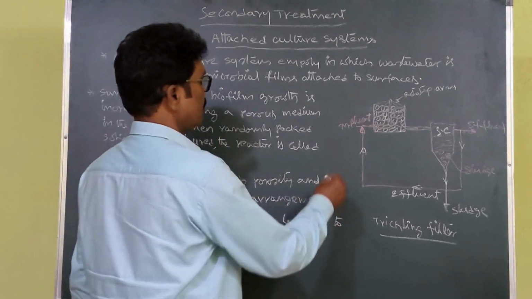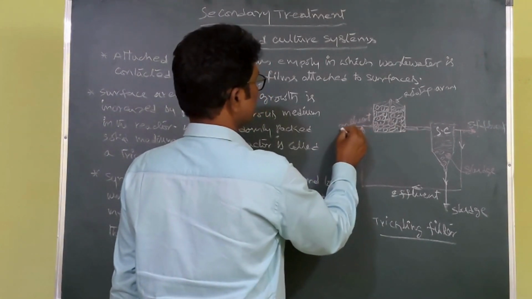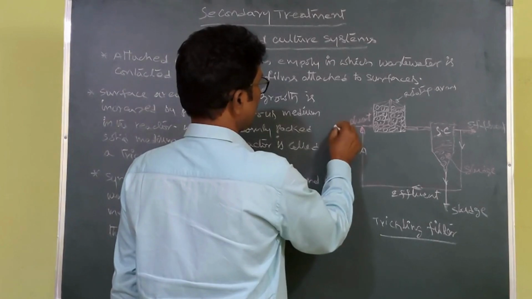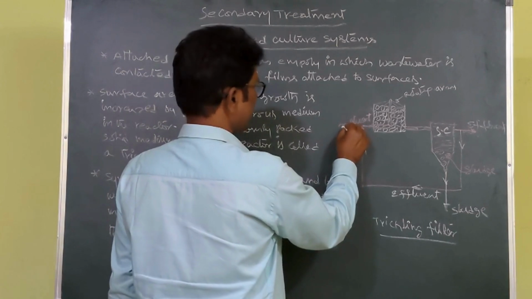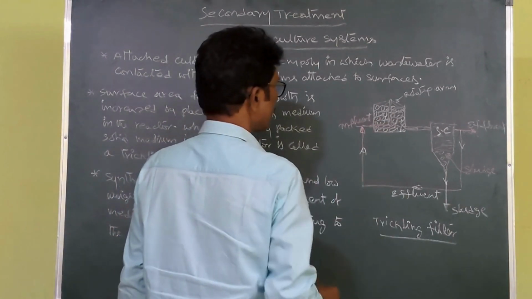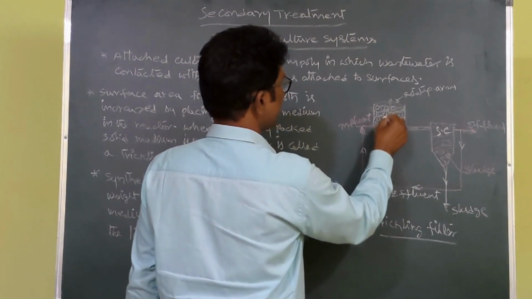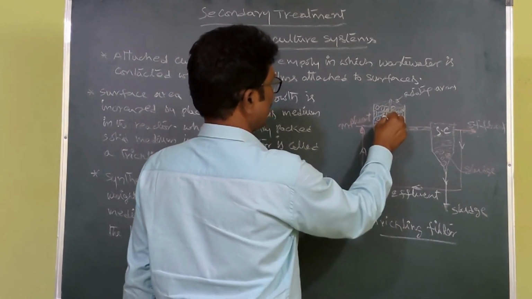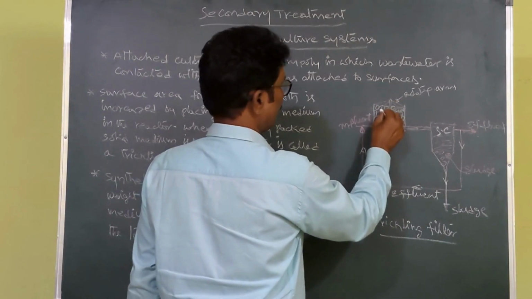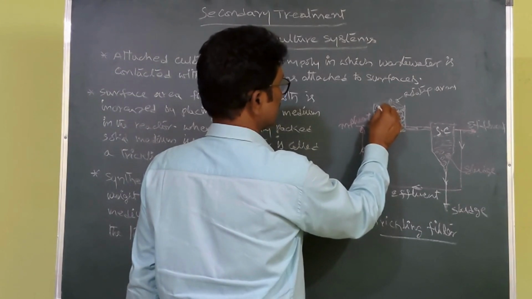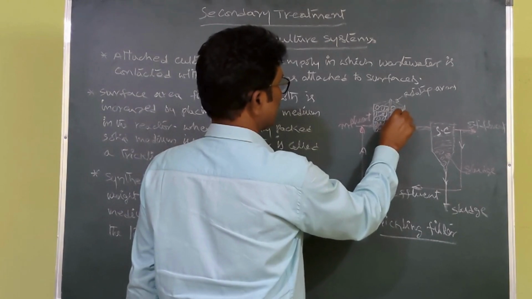So here this is the reactor, this is the influent. The influent is coming from the primary clarifier. Of course it is effluent for the primary clarifier, but it is influent for the secondary treatment. In this reactor there is a media. Of course this media is lightweight and porous. Let us assume these are rocks and gravel materials. There are voids between the particles, that is the porosity.